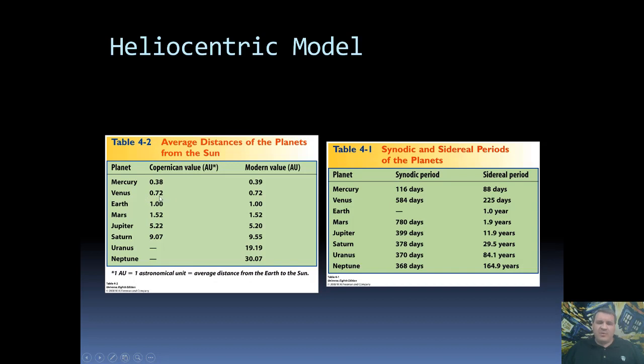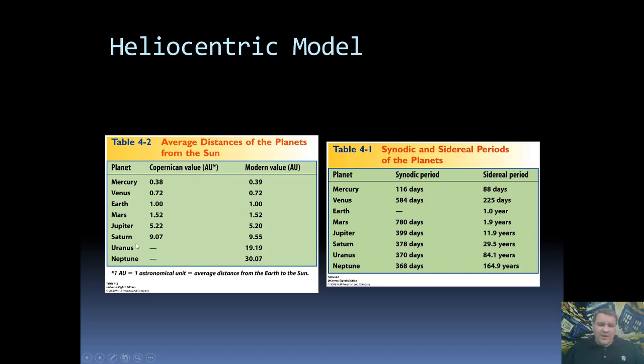Venus, he said, was 0.72 AU, and it is 0.72 AU. In both systems, we define an AU in the exact same way, so of course, in both systems, we're going to call the Earth at 1. It's actually surprising to me that we even have it on here, but we do. Mars, Copernicus said 1.52. It is 1.52. Jupiter, he said 5.22. It's actually 5.20, so still really close, but a little bit off. And then Saturn, he said 9.07 AU. It's actually 9.55, so about half an AU off in that case, but still very good considering the day and the technology that they had at the time.